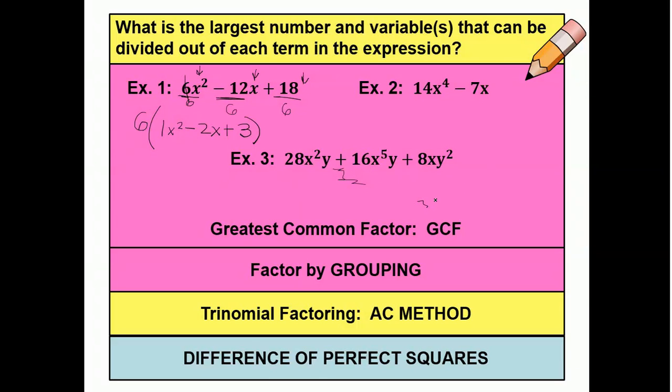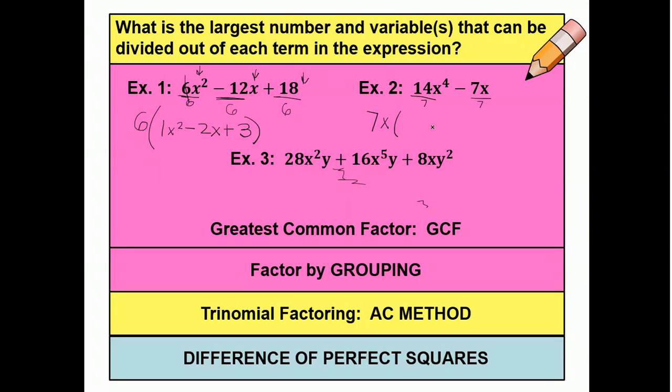On this one, I have 14x to the 4th minus 7x. For our first thing, what is the largest number I can take out? I know both of these are divisible by 7, so I'm going to have a 7 outside the parentheses. But can I take any x's out? This one has 4 x's, and this one has 1 x. How many x's do each of them have to give? Each of them can give an x, right? Only 1 x. So I want to put 1 x on the outside here.